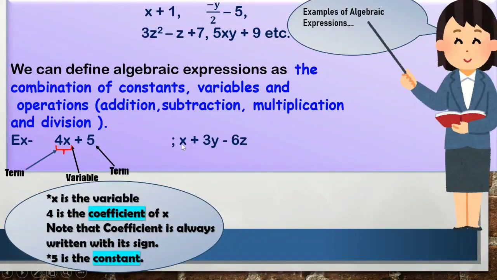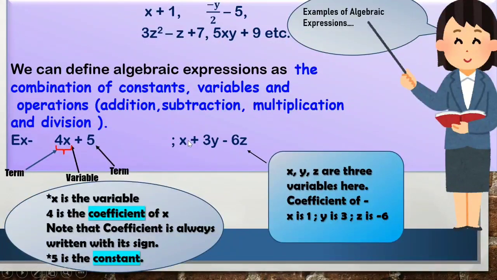Now, one more example. Here we can see how many variables. 3 variables are there. x, y, z are the variables, right? And coefficient of x. What is the coefficient of x here? If nothing is there, it means 1 is there. Don't write 0, because if you say 0, they are in product with each other. They are in multiplication with each other. 0 into x will give you 0. So then this term only will disappear. So here the coefficient of x is 1, coefficient of y is 3, and of z is minus 6.